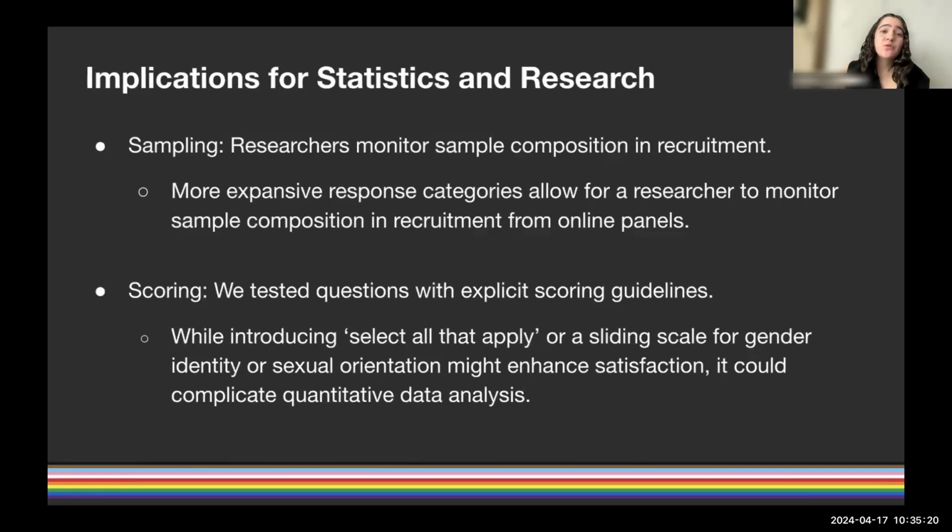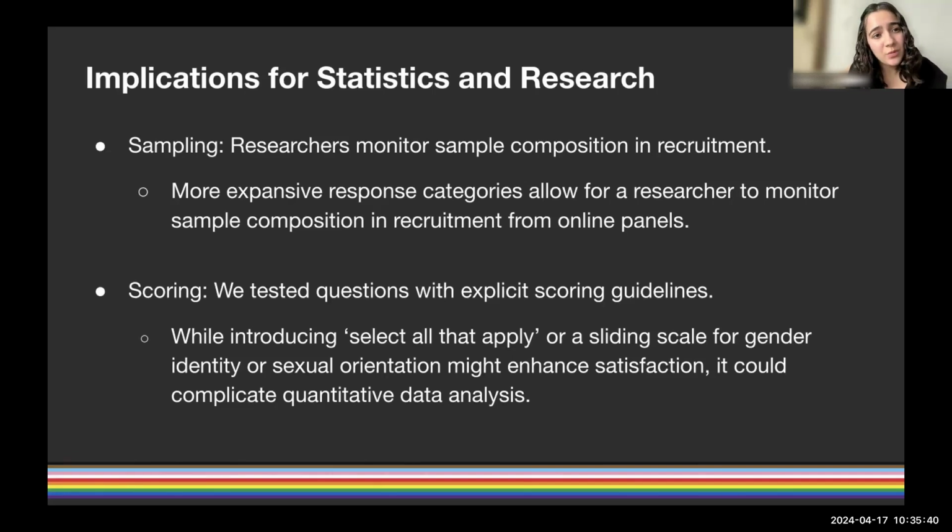So that's some implications for statistics and research. In terms of sampling, researchers usually monitor sample composition and recruitment. So more expansive response categories allow for a researcher to monitor sample composition and recruitment for online panels, particularly when you're interested in studying issues related to LGBTQI+ individuals. This seems particularly important in these cases.